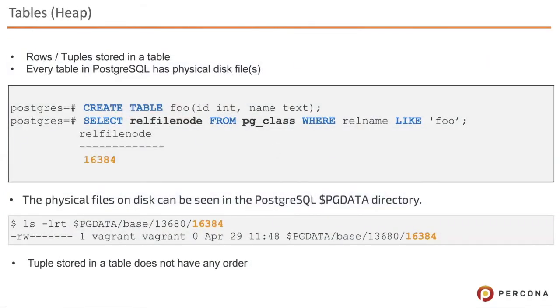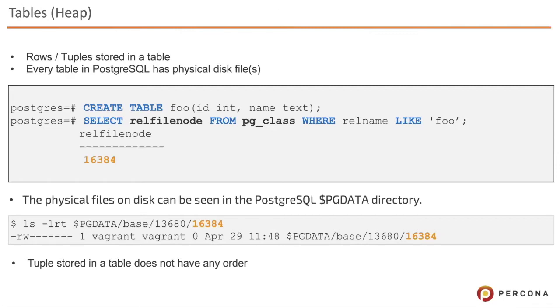Okay, so first the heap, the book, the table, we'll discuss. Always keep in mind that when I'm talking about the book or table or heap, it's a similar kind of thing, so you have to imagine the same concept. Rows, or tuples: normally in database fields we call them rows, but in Postgres and in some databases, we call them tuples, stored in a table.